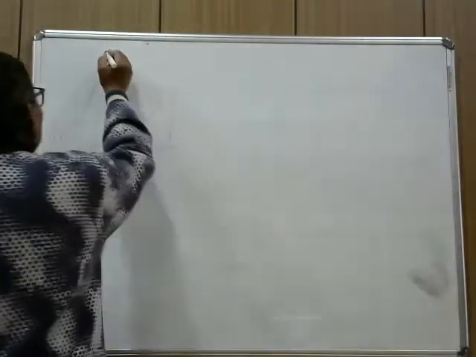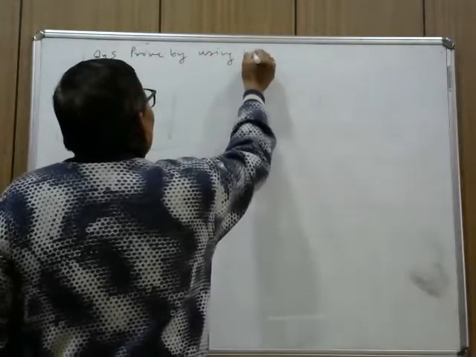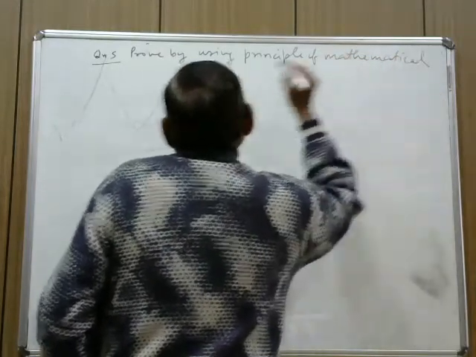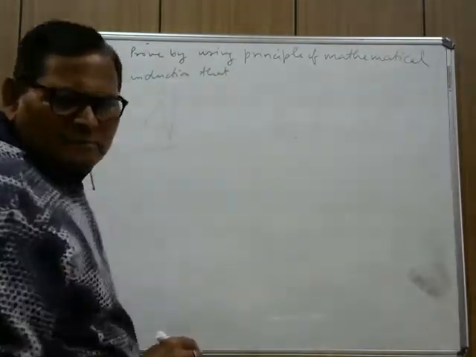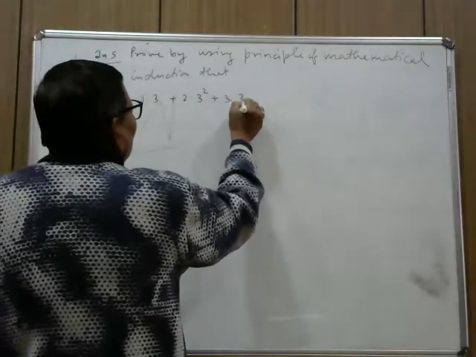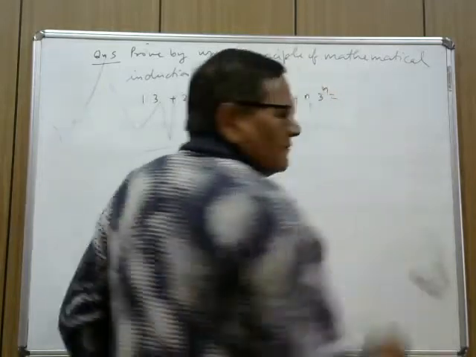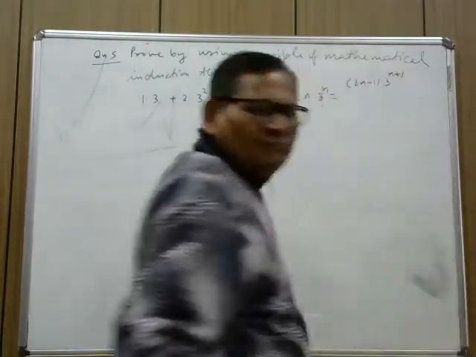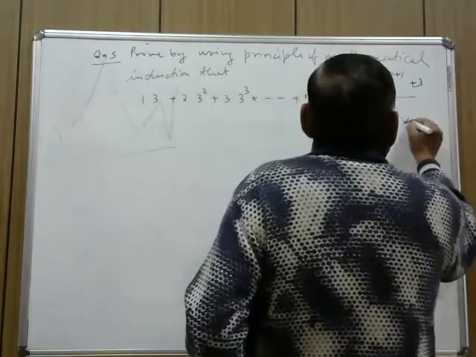Prove by using the principle of mathematical induction that 1 into 3 plus 2 into 3 square plus 3 into 3 cube plus and so on plus n into 3 to the power n is equal to (2n minus 1) into 3 to the power n plus 1, plus 3 by 4, for each n belongs to N.